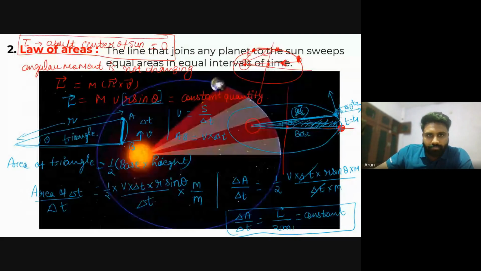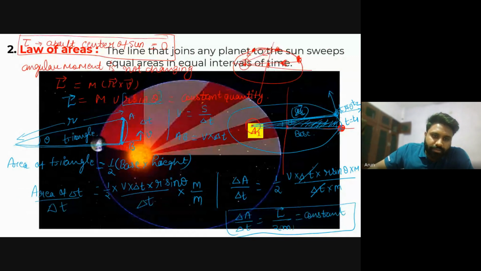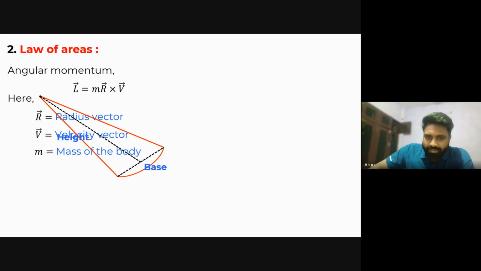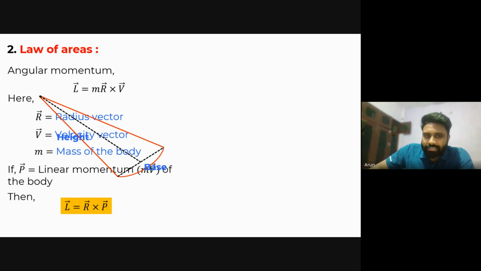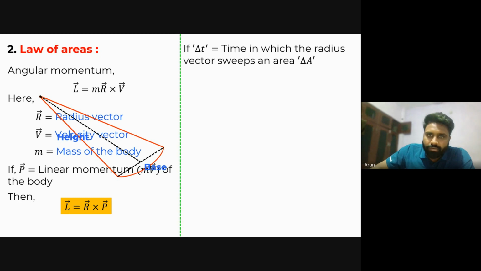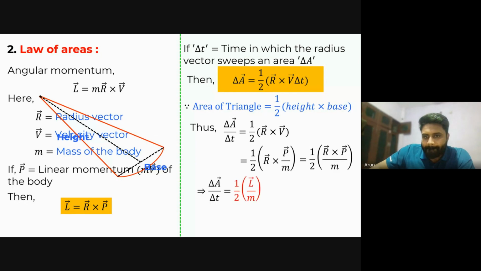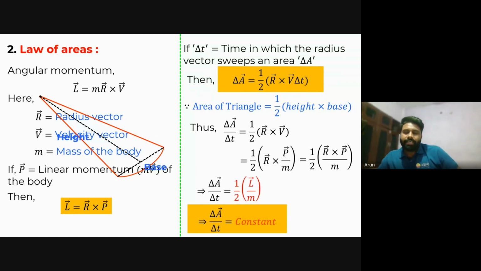So this is the area, L vector angular momentum, which is m r cross v. Here you will see the same triangle that we have considered. P is the linear momentum. L vector is r vector cross p. You can write it as if you put m inside. So the same thing that we have done is written here. Okay. So finally we have proved that delta A by delta T is a constant quantity.